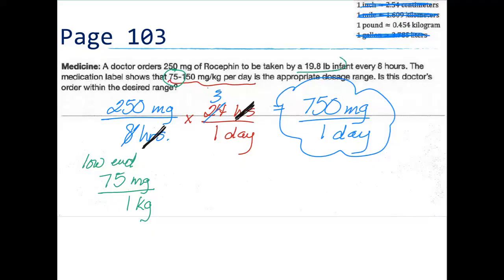But our baby, again, is 19.8 pounds. Here we have the equivalent ratio. 1 pound is 0.454 kilograms. So since I want my kilograms to cancel out, I'm going to put 0.454 kilograms on the top, and that is equivalent to 1 pound. And LB is the abbreviation for pound.